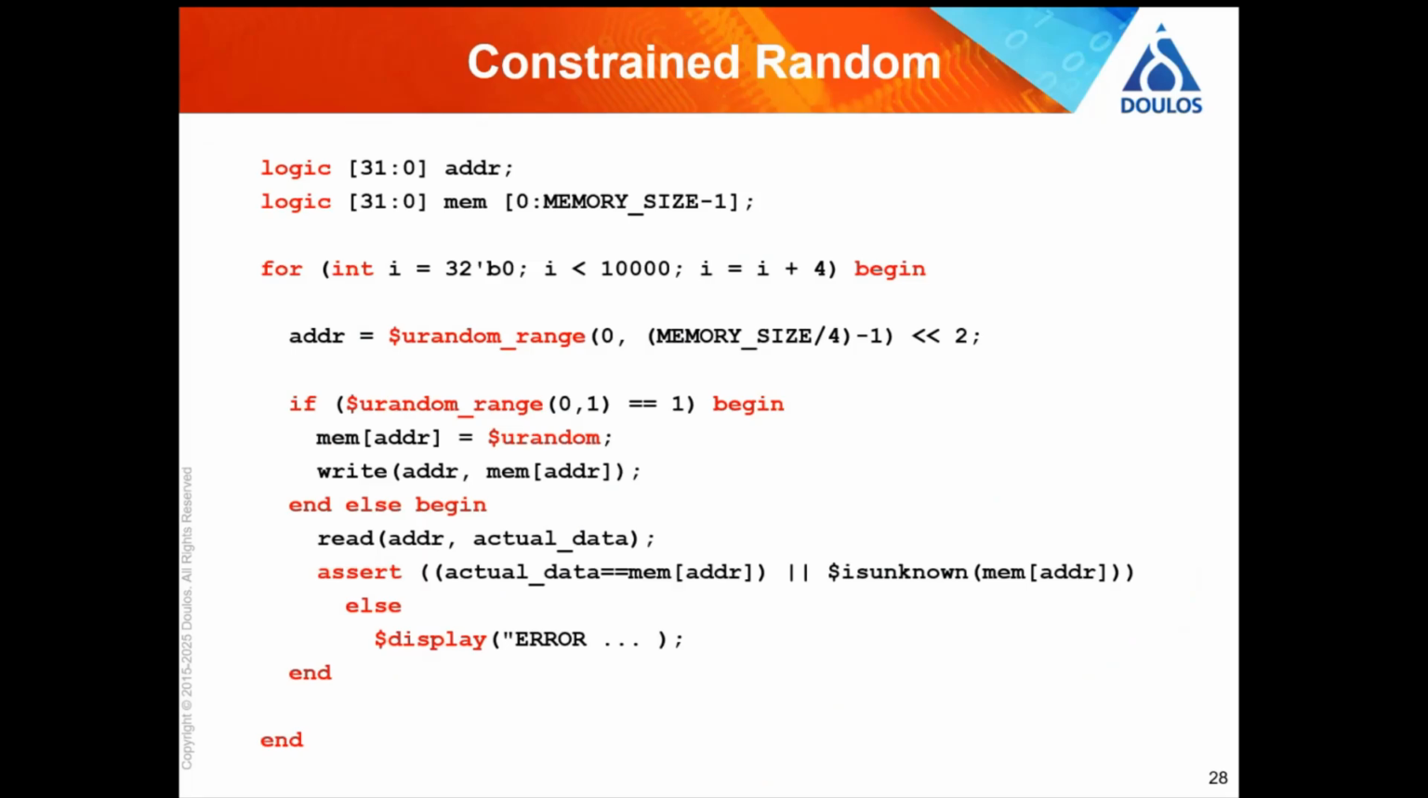So here is a random test, and we're using the same two tasks as we had before. We're calling our write task, we're calling our read task. So just to go from the top, this is now SystemVerilog, if you're observant. So we're going around 10,000 times. And is that enough? Well, we'll need to collect some functional coverage to know. But we're going around a large number of times.